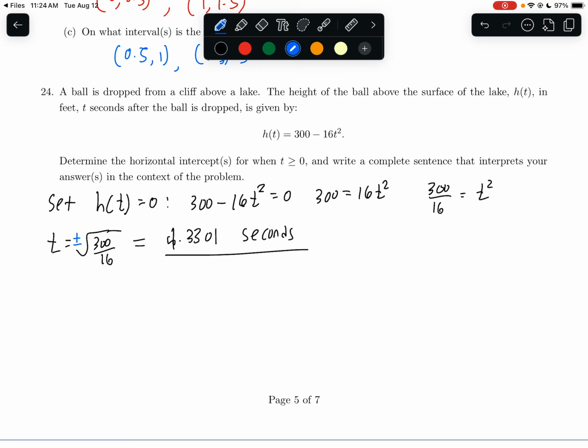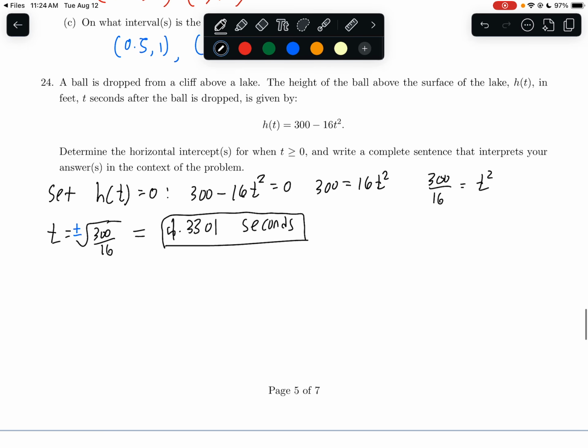It is a quadratic after all, but it doesn't make any sense because in this problem, t is measuring time and negative time isn't something that we're considering. And so that's why this says the horizontal intercepts for when t is greater than or equal to 0. So this would be the only value that would make sense for this problem.